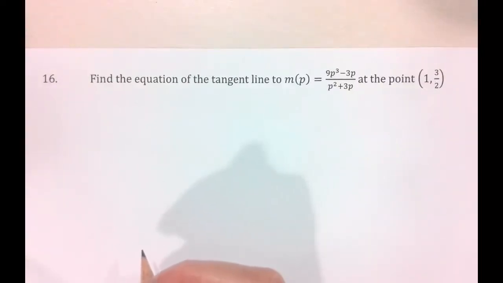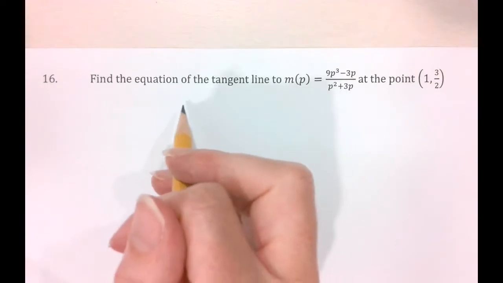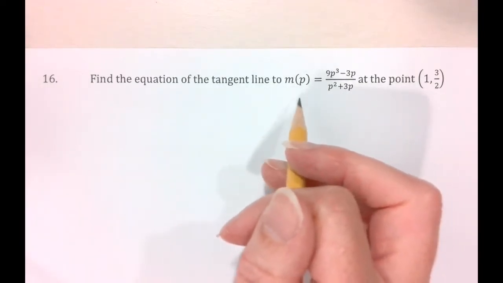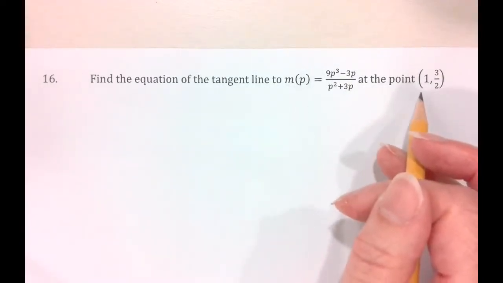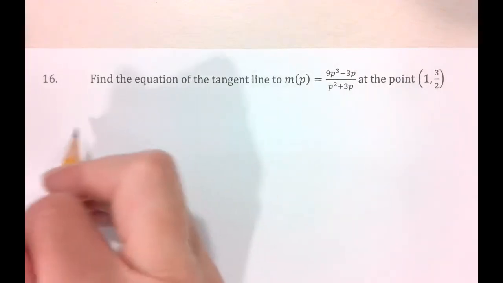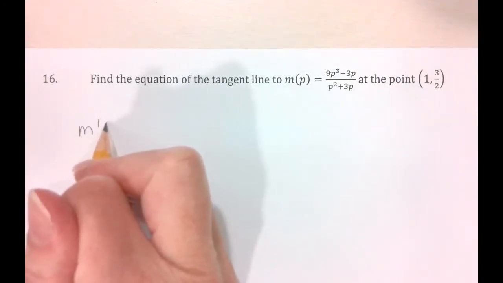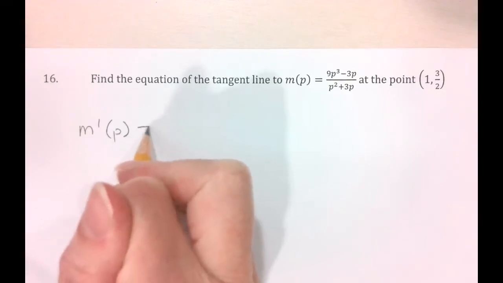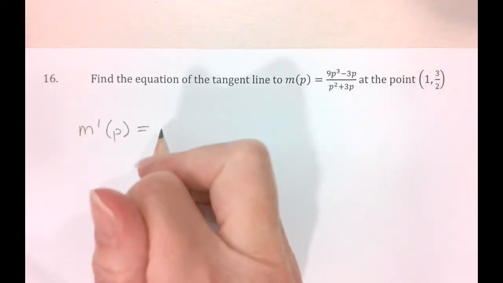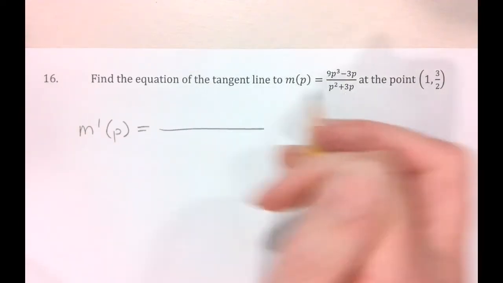Lesson 3.4 continued. Finding the equation of the tangent line to m of p at this particular point. Our first task is to find the slope of the tangent line, or the slope to the curve. We're going to use the quotient rule.